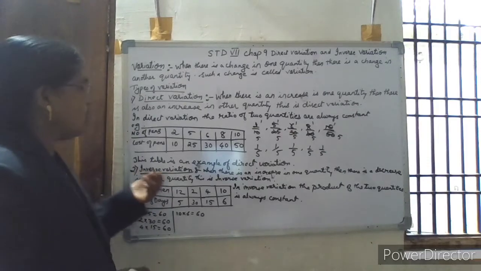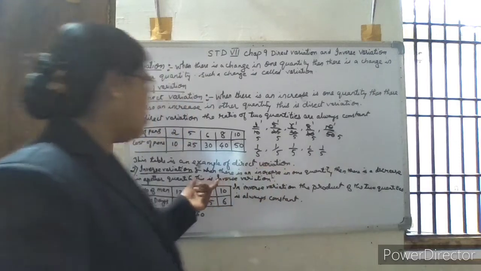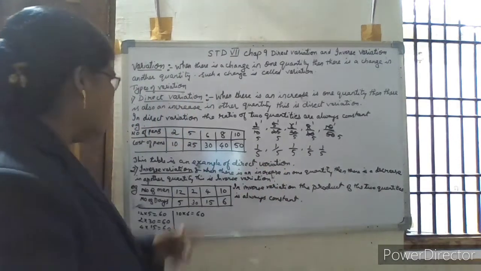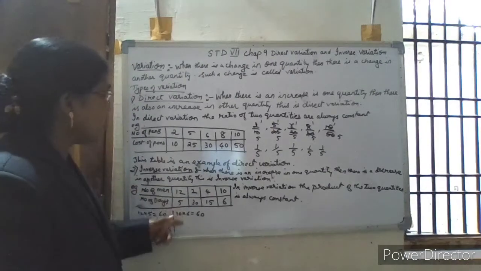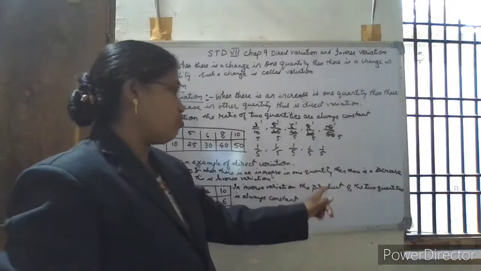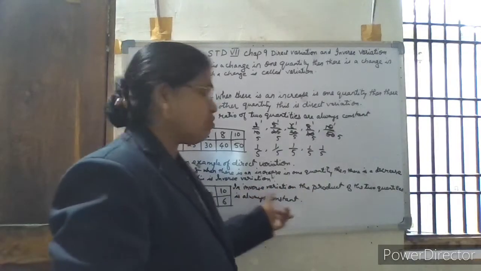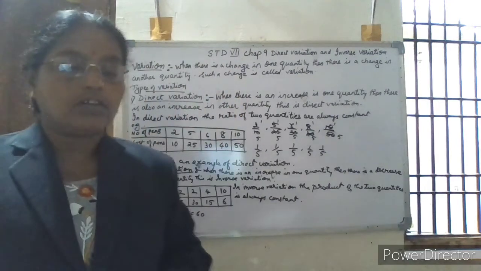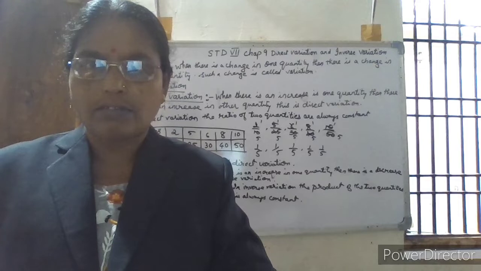But in inverse variation, when there is an increase in one quantity, there is a decrease in the other quantity. So this is inverse variation. You can see in this example here, the product of the quantities is always constant. So in inverse variation, the product of the two quantities is always constant. So this is about direct variation and inverse variation.